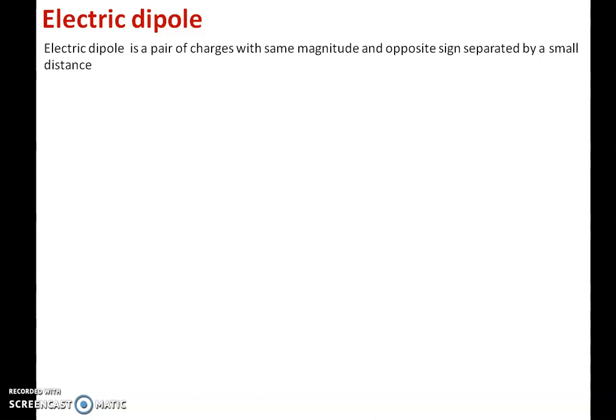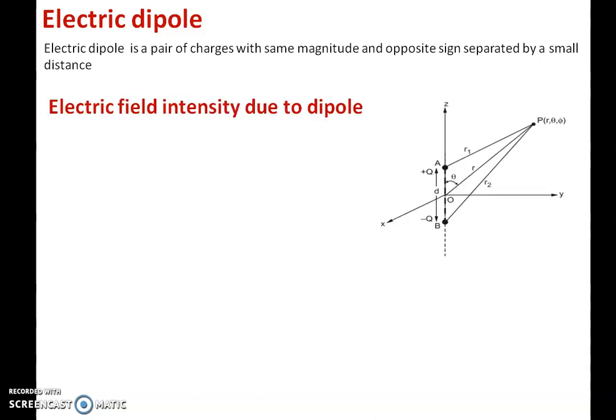If it is a 1 coulomb dipole, then it should have plus 1 coulomb and minus 1 coulomb, separated by a very small distance. Then that set is called an electric dipole. Now if you see this diagram here, there are two charges at A and B, separated by a distance called d. This d should be very small. Then this set of charges at A and B together is called an electric dipole.